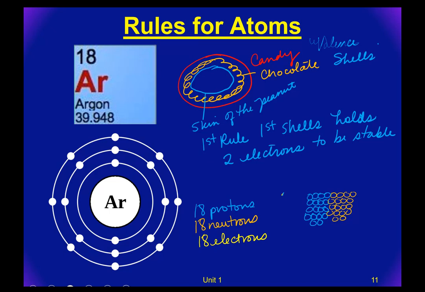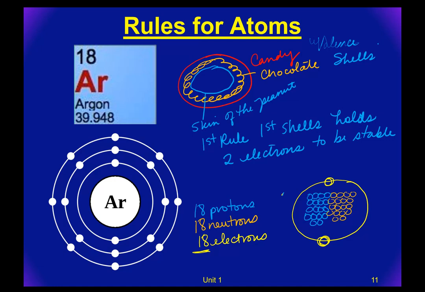Our first rule was in the first shell, the skin of the peanut, we have 2 electrons to be stable. So here's my first shell, 1 electron, 2 electrons. Does that equal 18? No. So we still have technically 16 more electrons that are unaccounted for, right?